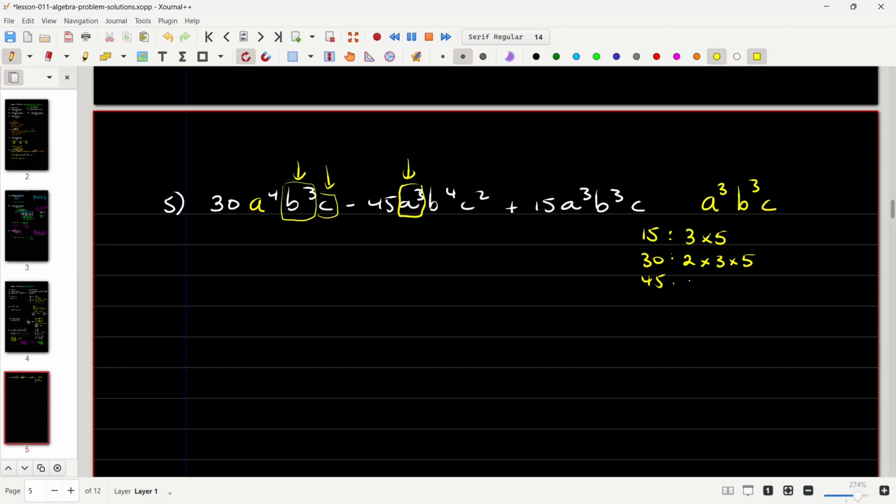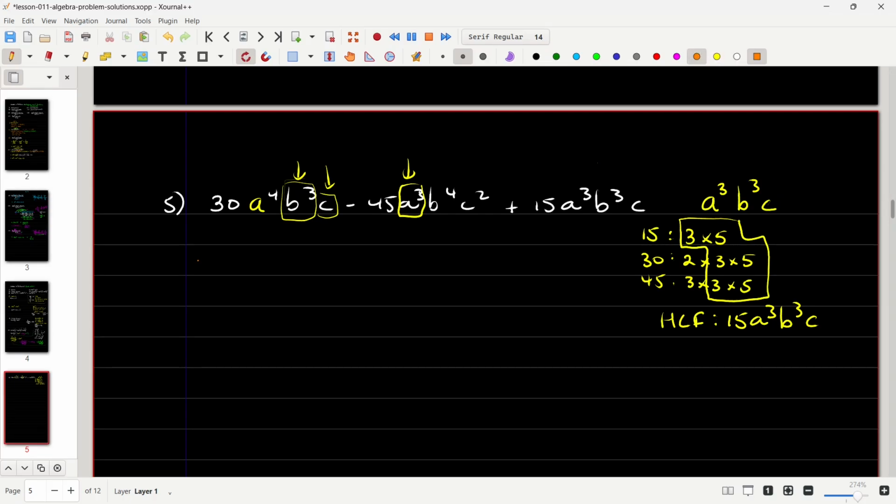And then 3 by 3 by 5 to give me 45. And I'm seeing that the only thing in common is this positive 3, positive 5 here. So I'm saying that the HCF is 3 by 5, which is 15, a to the third, b to the third, c. All right, and let's do the divisions, each of them, and we'll put our answer.